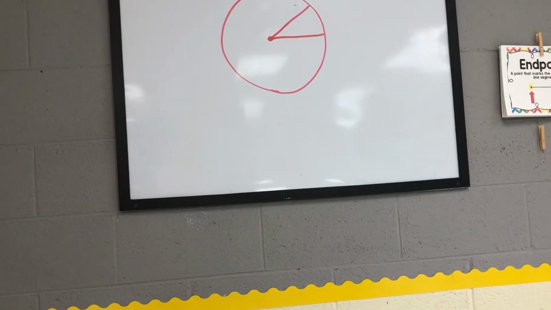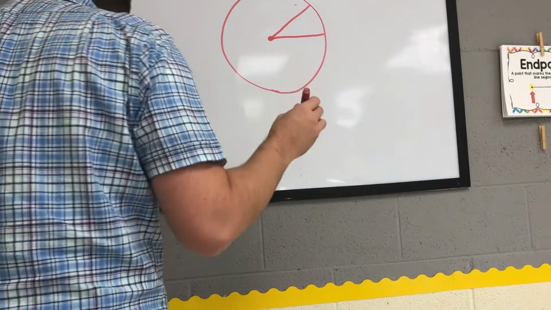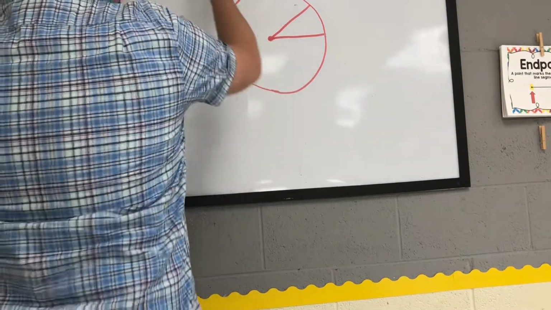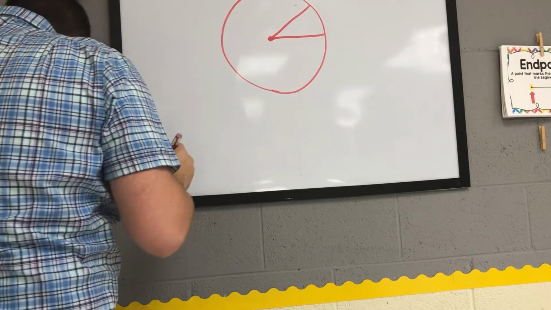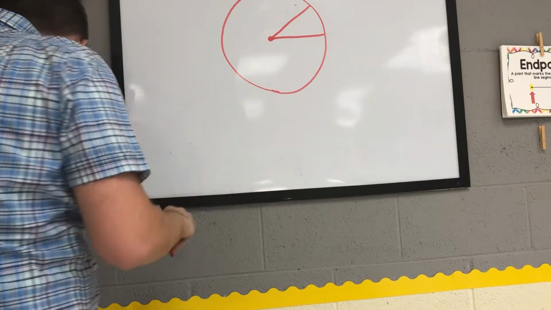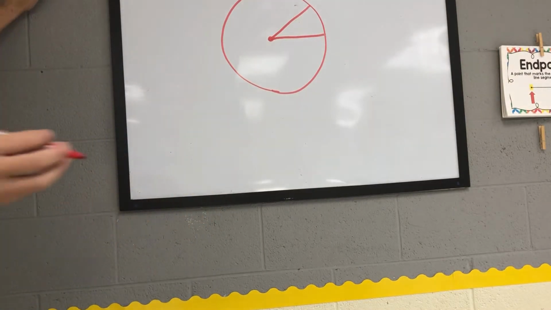Hey everyone. What you see on the board here is a circle. And a circle has 360 degrees in measure, okay? Angles can be measured in units called degrees, okay?